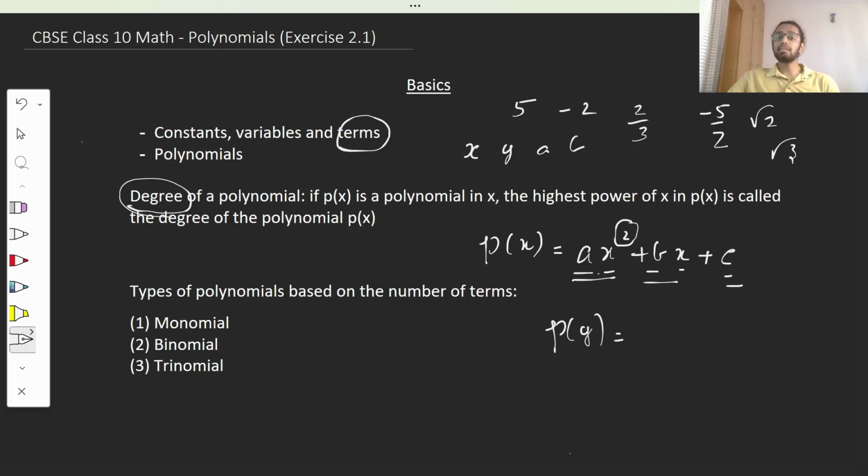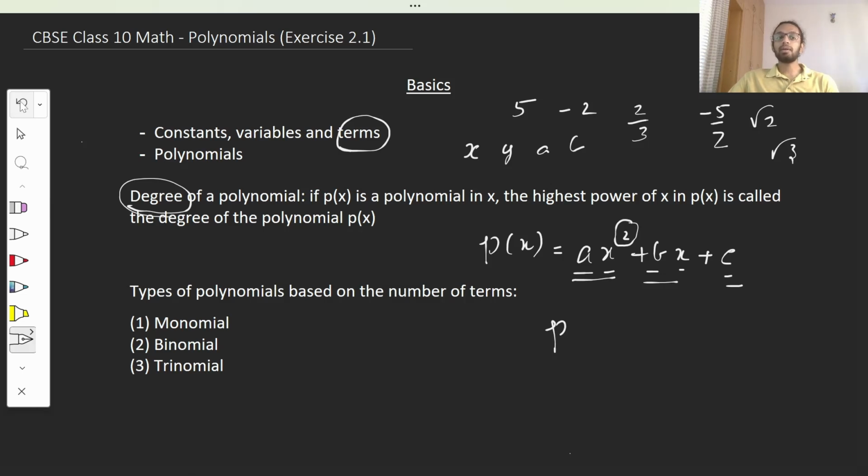And in this case, we can see that there are two x terms. Here the power of x is 1, whereas here the power of x is 2, and 2 is the highest. So therefore we say the degree of this particular polynomial is 2. So degree is basically, when we have variables, the highest power of x, called the degree of the polynomial.